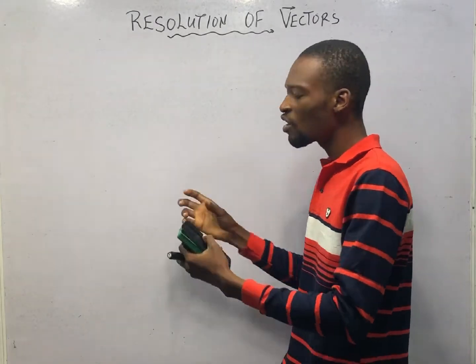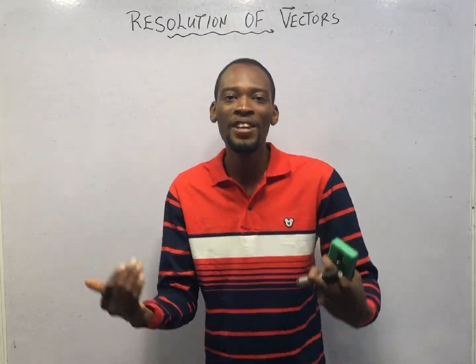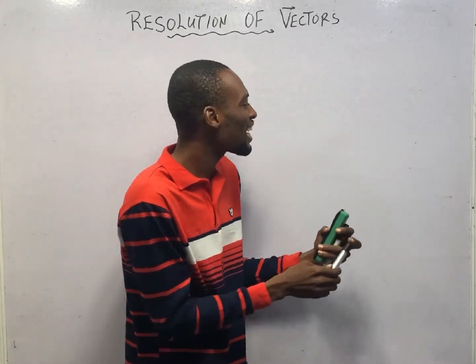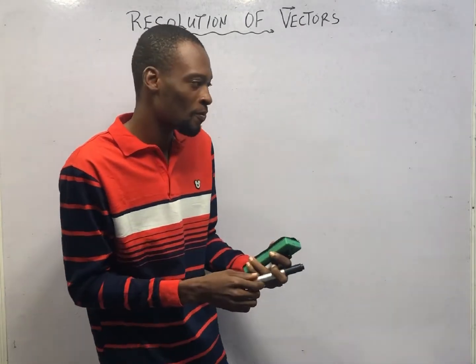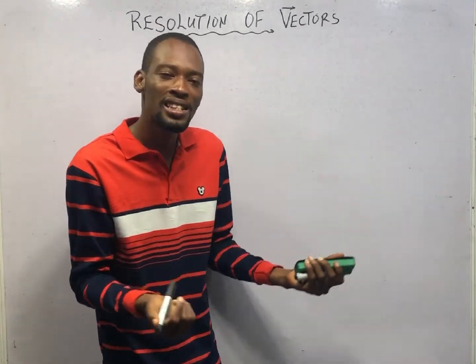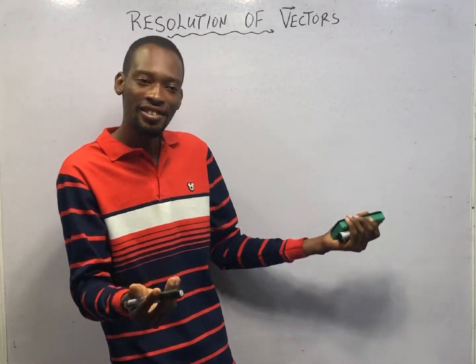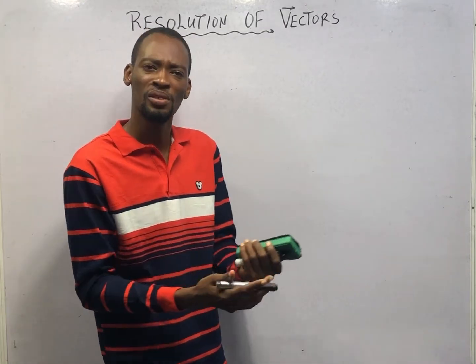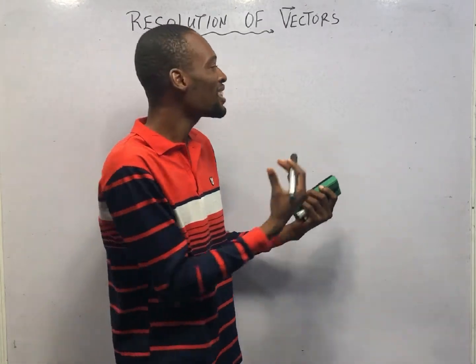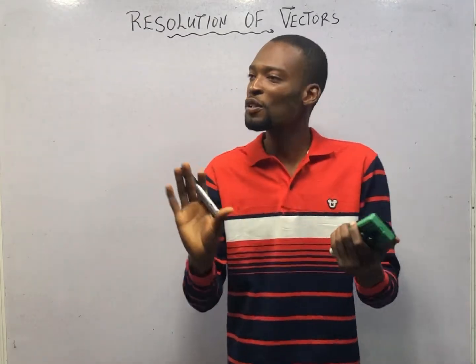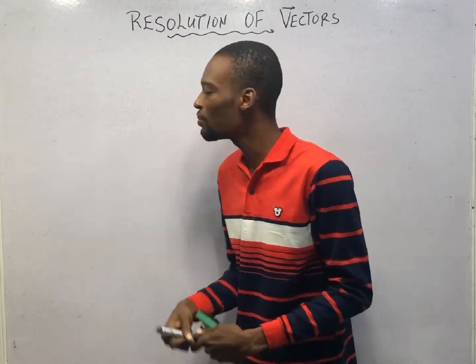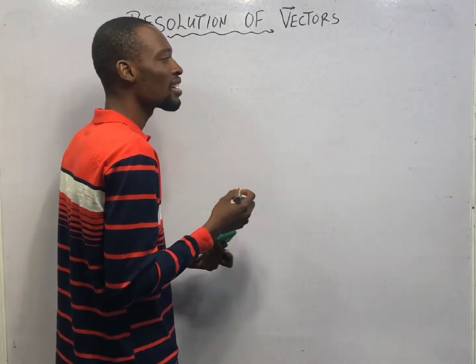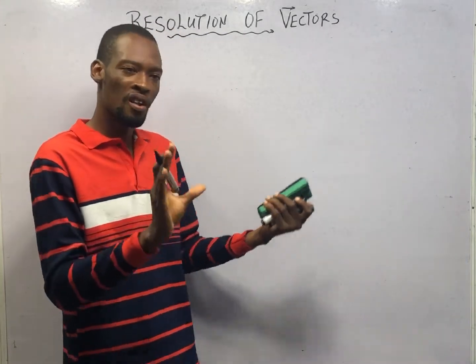On the other hand, we have vector quantities. These are quantities that are described by magnitude and direction. Examples are force, acceleration, momentum, velocity. These are vector quantities. They have both magnitude and direction. When you are describing them, you tell us the magnitude and you tell us the direction or the angle.